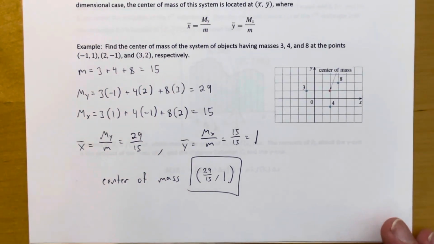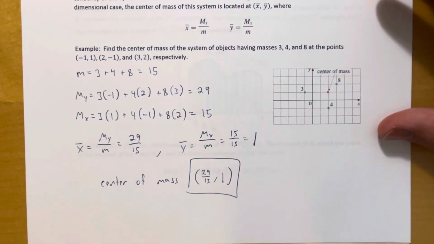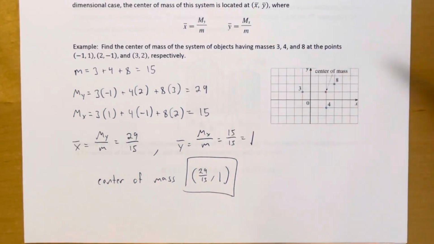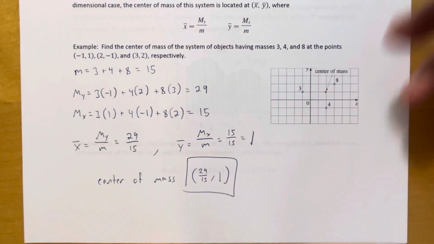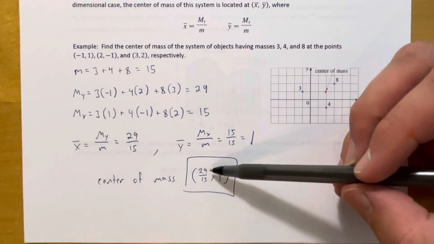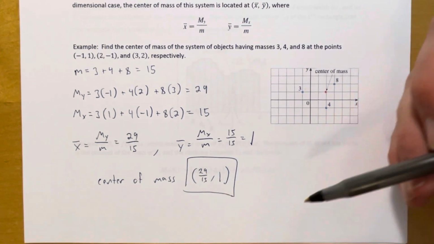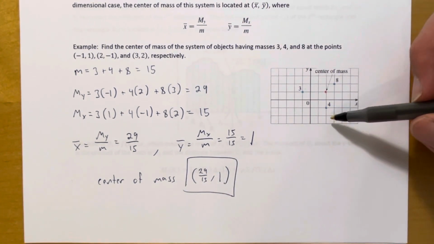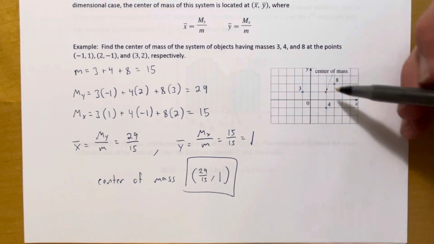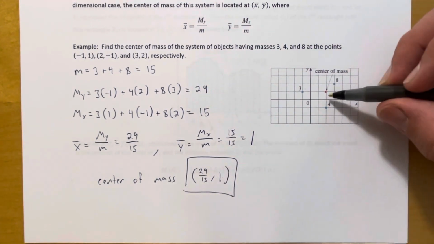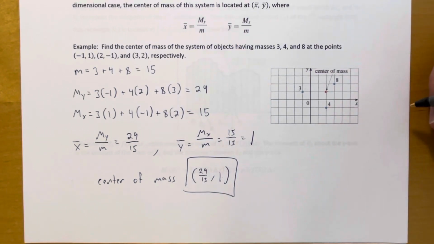Okay. Now, if I were to look at where that is graphically, here are those 3 point masses at their given locations. 29 is very, very close to 30. So if it was 30, and 30 divided by 15 is what I would have here, that would be 2. So my center of mass is very, very close to the point (2, 1), but just a little bit to the left of that, since that's actually less than 2. That puts the center of mass right where that red dot is.